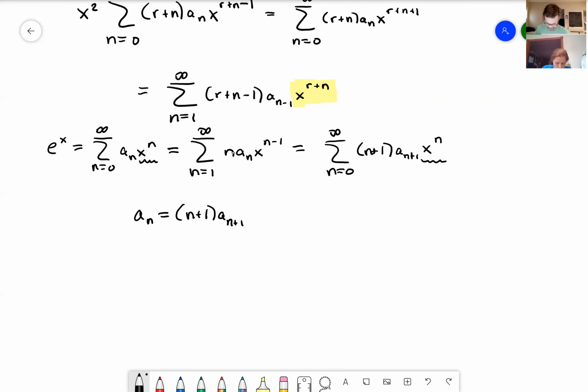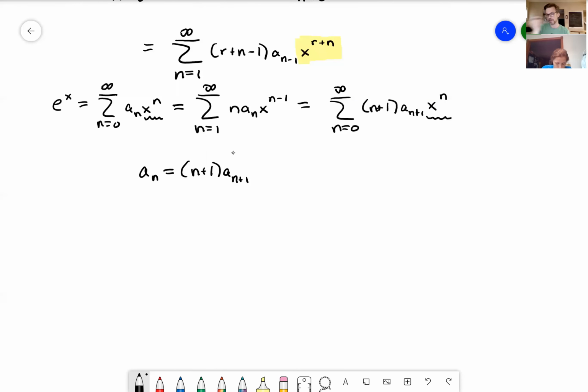And we can also re-index this. It's kind of easier to say what a n will be in terms of the one before it. So we can say a n minus 1 equals n times a n. So doing that re-indexing is a little bit easier. And then we'll say that a n is equal to a n minus 1 over n.